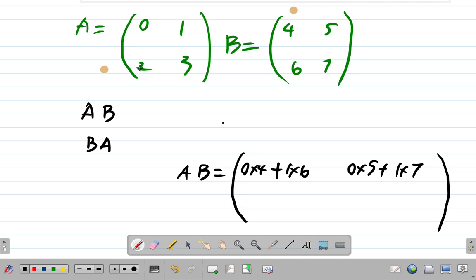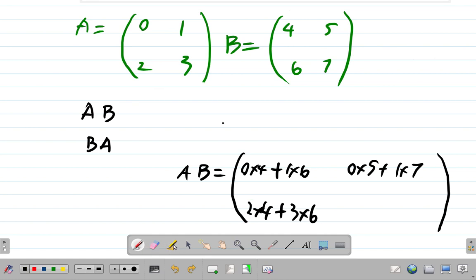First element in row 2 times first element in column 1, 2 by 4, plus second element in row 2 times second element in column 1, 3 times 6. This is row 2, column 2. So here, I'm going to multiply row 2 by column 2 now. It will be this row, row 2, by this column, column 2.